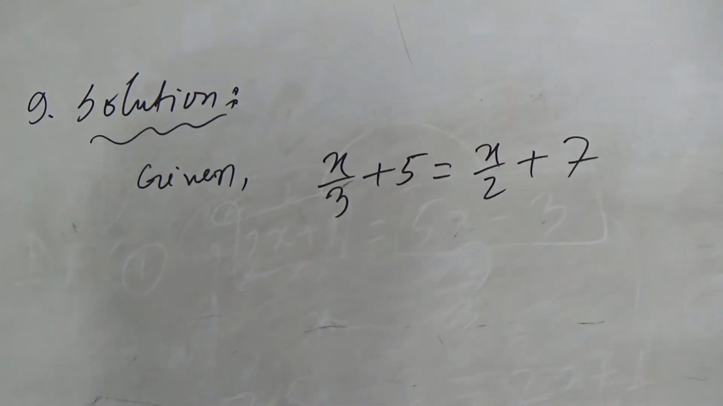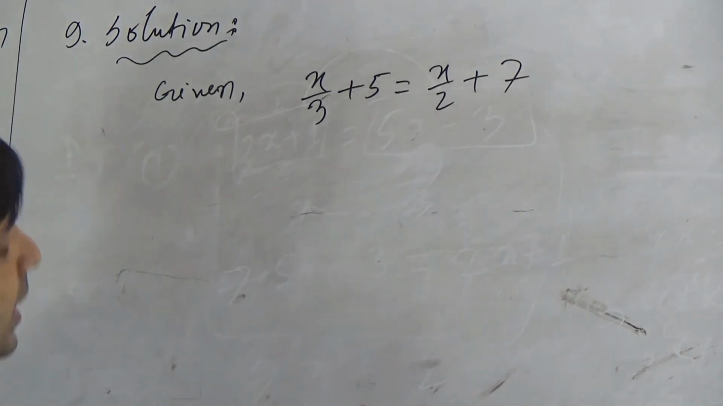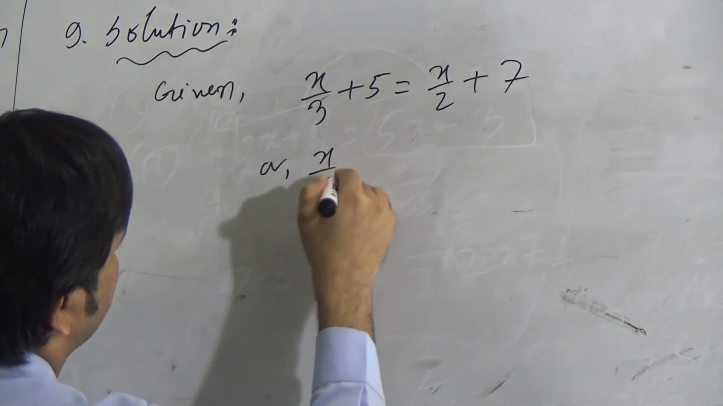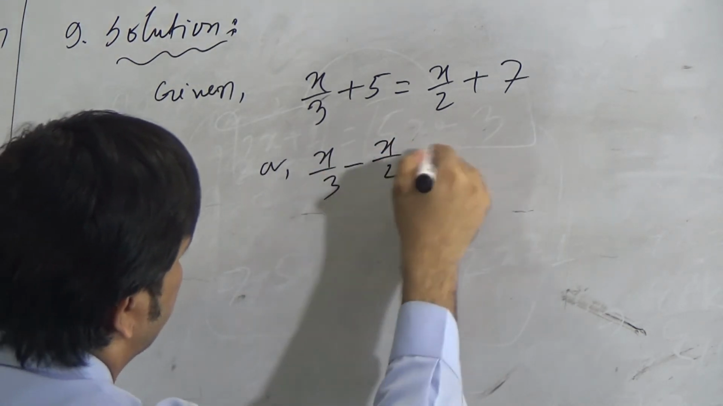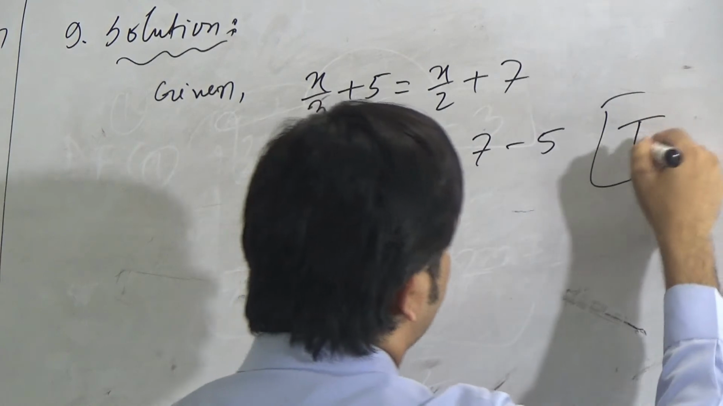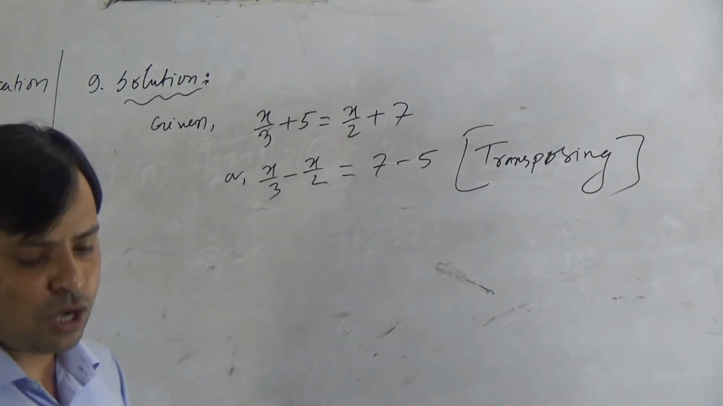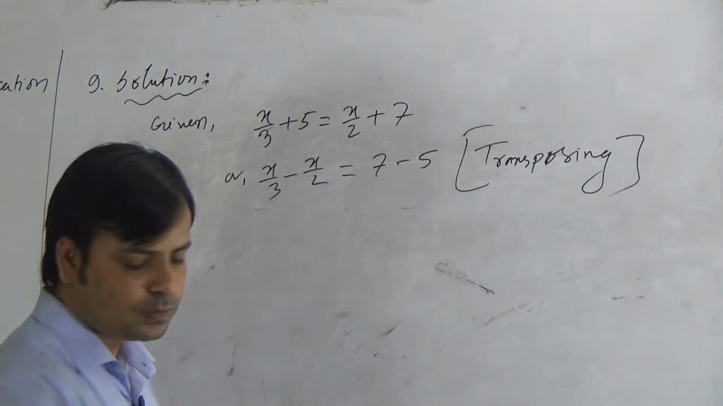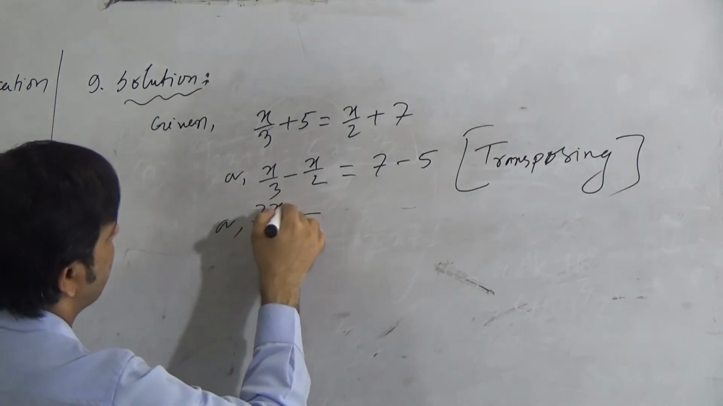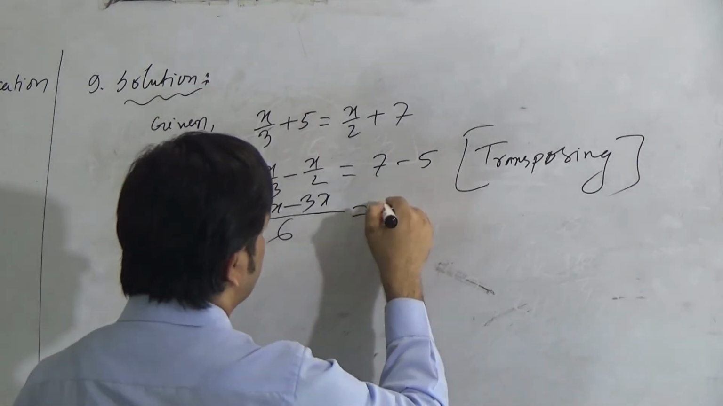Dear students, you need to remember that when you solve any equation, you have to take the variable terms on the left side. As the variable here is x, we have to take the terms including the variable on the left side. So we have to take x by 2 on the left side. So x by 3 minus x by 2 equal to 7 minus 5. We can give a side note here, that is transposing, applying the law of transposition. Now we can calculate here. We can do the LCM, 3 twos are 6. So we can write here 2x minus 3x. If we do the LCM, we get just subtraction of fractions, nothing else. Now 7 minus 5 is 2.